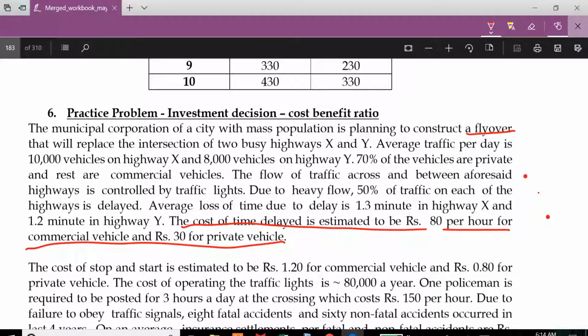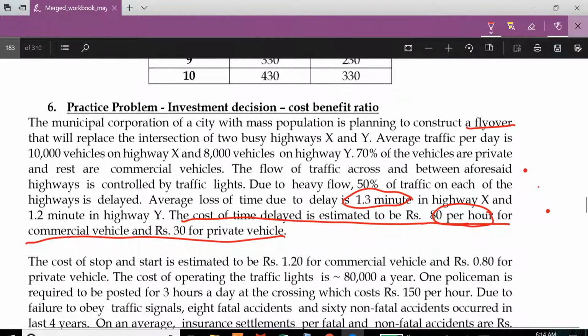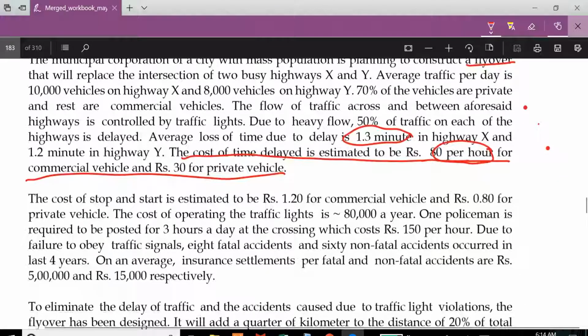Indirectly, what they are trying to say is, for a commercial vehicle, it is 80 per hour, and if you are going to waste 1.3 minutes, it's 80 into 1.3 by 60. Some 2-3 rupees per vehicle is the loss. And the traffic is also huge. 10,000 vehicles come in highway X, 8,000 vehicles come in highway Y. Then also they are saying, because of this traffic delay, you will have to stop and start the vehicle. So, when you stop and restart it, there is a value attached to it. They are saying 1.2 rupees for commercial vehicle and 0.8 for private vehicle.